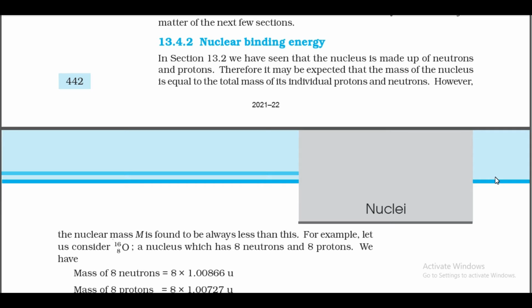13.4.2 Nuclear binding energy. In section 13.2, we have seen that the nucleus is made up of neutrons and protons. Therefore, it may be expected that the mass of the nucleus is equal to the total mass of its individual protons and neutrons. However, the nuclear mass M is found to be always less than this. For example, let us consider 8O16, a nucleus which has 8 neutrons and 8 protons.